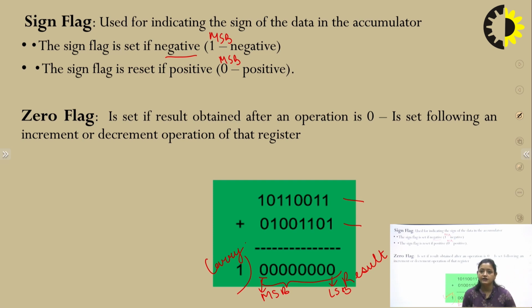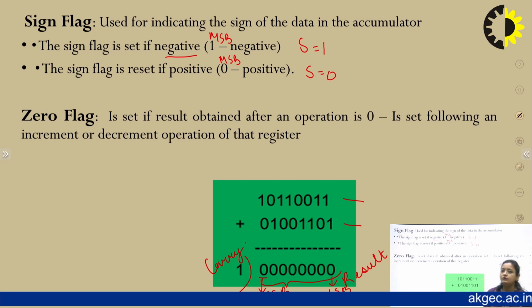Now, if in your result the MSB is 0, it indicates that your number is positive, and in that case your sign flag is reset, meaning it is holding value 0. If the MSB in your result is 1, in that case the sign flag is set, because in that case the number is negative. So the value that the sign flag holds depends upon the value of the MSB in your result. If the MSB in your result is 0, the sign flag will be 0. If the MSB is 1, the sign flag will be 1.